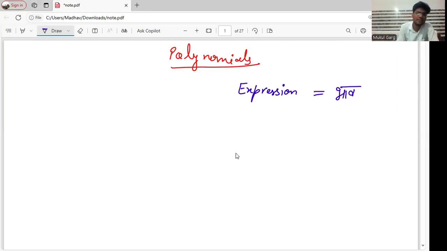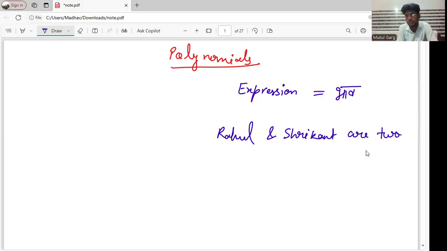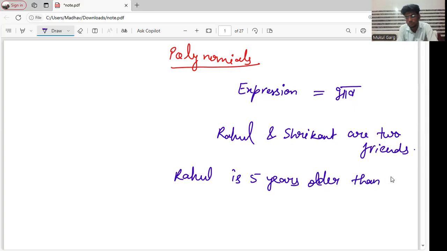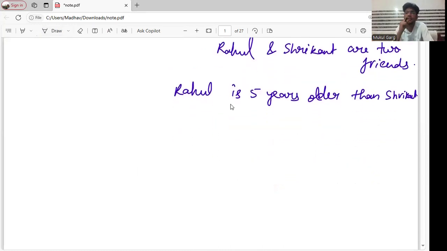तो आई एम राइटिंग डाउन एन स्टेटमेंट हियर. आई एम टेकिंग टू स्टूडेंट्स, like let's take two names, Rahul and Shrikant. These are the two students. They are the two friends. Okay, these are the two friends, and I say Rahul is 5 years older than Shrikant. राहुल श्रीकांत से 5 साल बड़ा है. Now, this is the statement, or this is an expression written in English language.